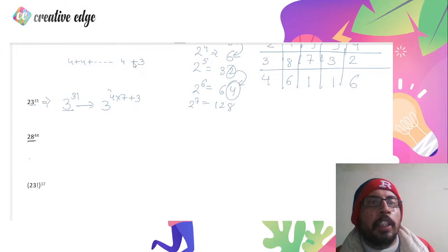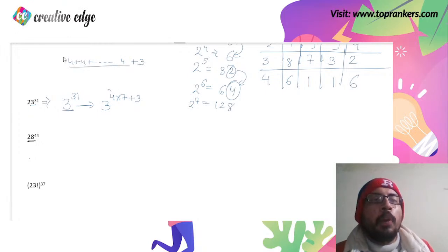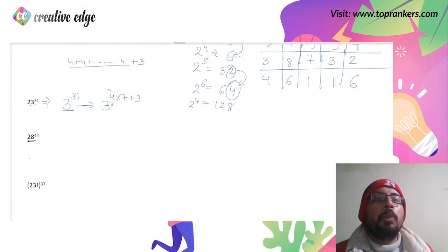Then what does this 7 times 4 represent? It represents that your unit digit keeps on repeating after every fourth power. When will it change? It will change in the 29th power, 30th power, and then in the 31st power. So that's why I'm writing 31 as 4 into 7 plus 3. This 4 into 7 is not going to disturb your unit digit.